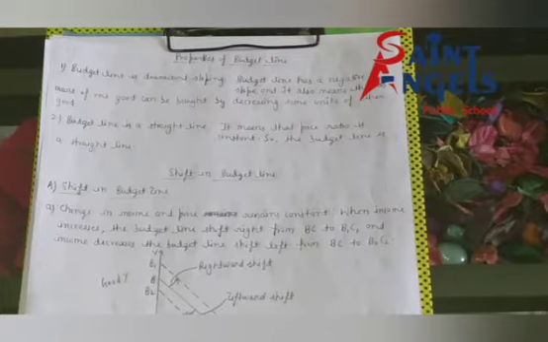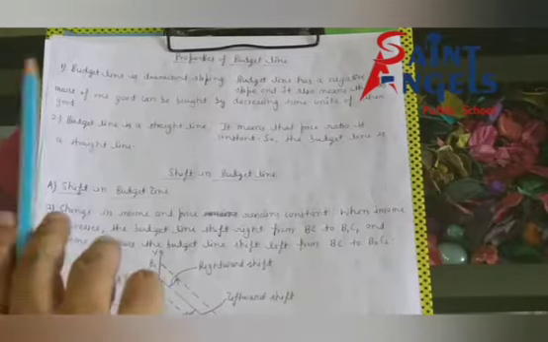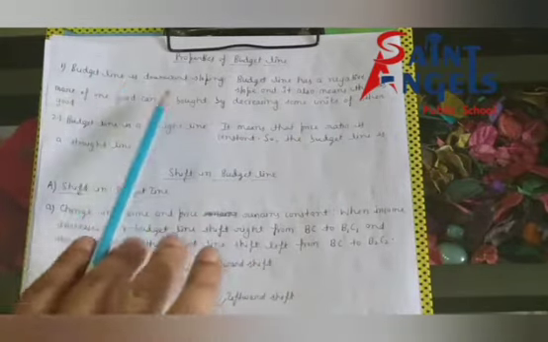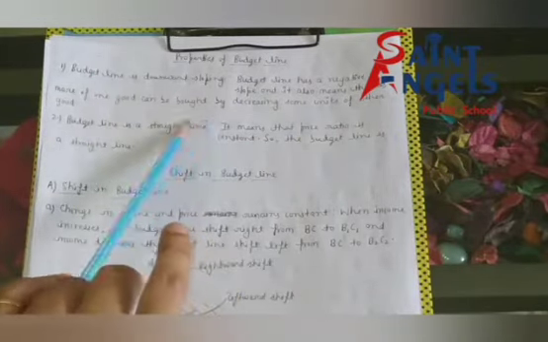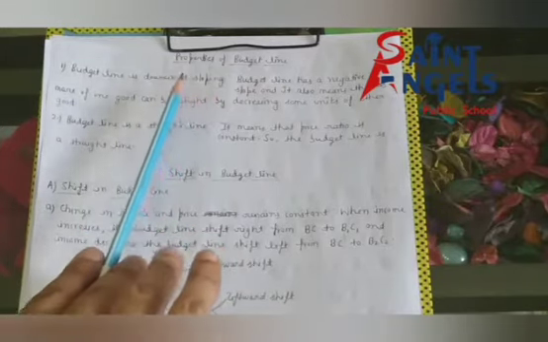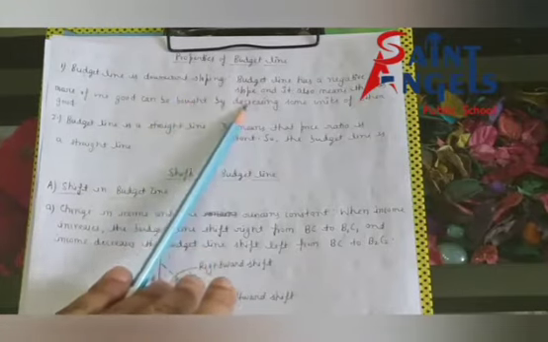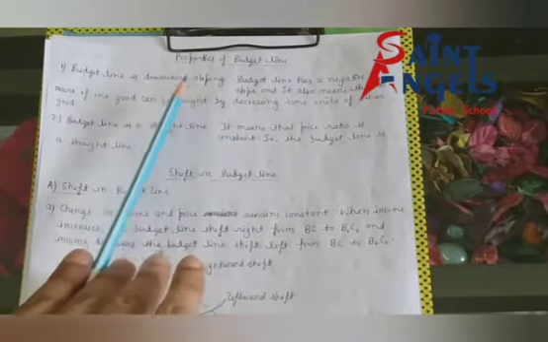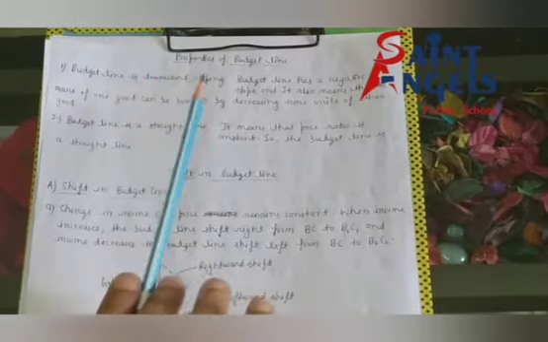I hope all of you have understood. As more of one good can be bought by decreasing some units of the other good, that's why budget line is downward sloping. It means that if the consumer wants to increase the consumption of one good, then he has to decrease the consumption of the other good. I hope all of you have understood.